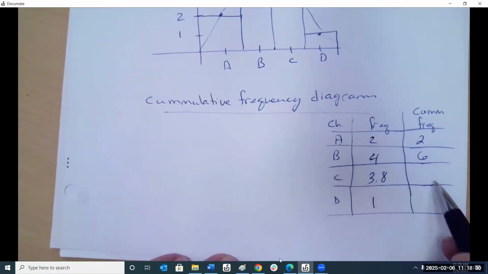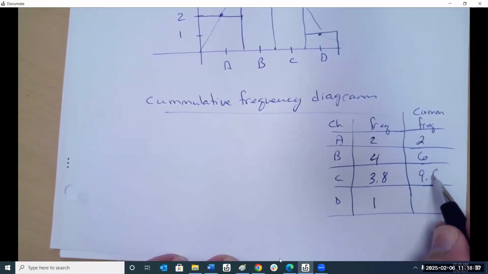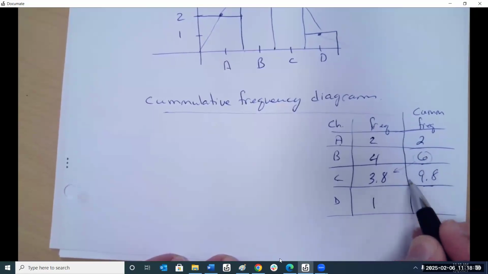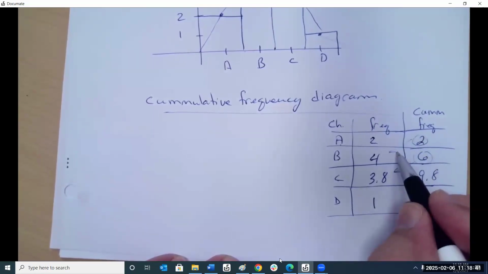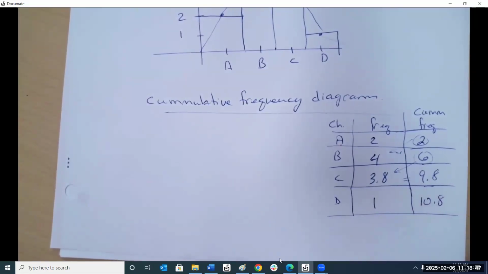Now A, B, and C has how much? 9.8. Because you take this number, add it to that, you get that. So the last one would give us 10.8, because we take this number, add 1 to it, and we get 10.8. That's our cumulative frequency distribution, or chart.